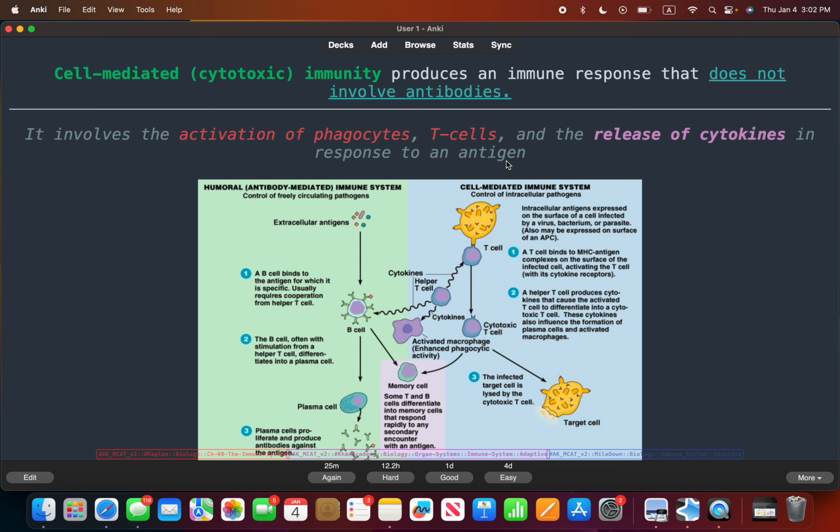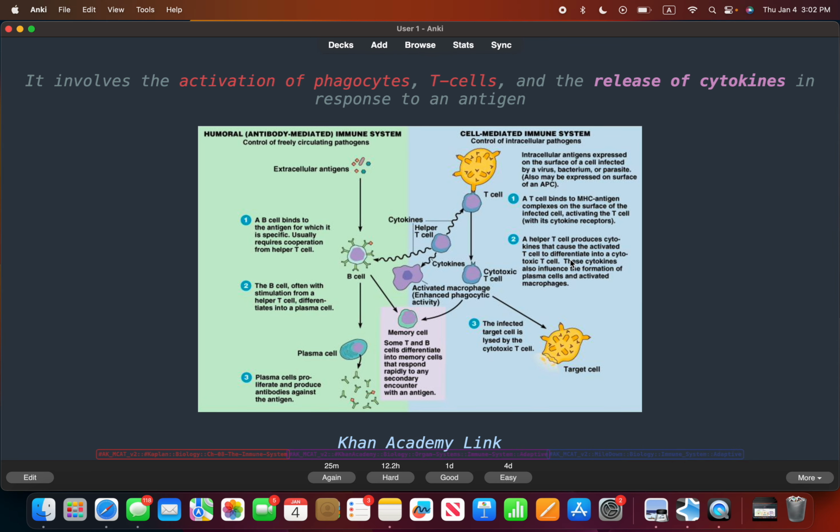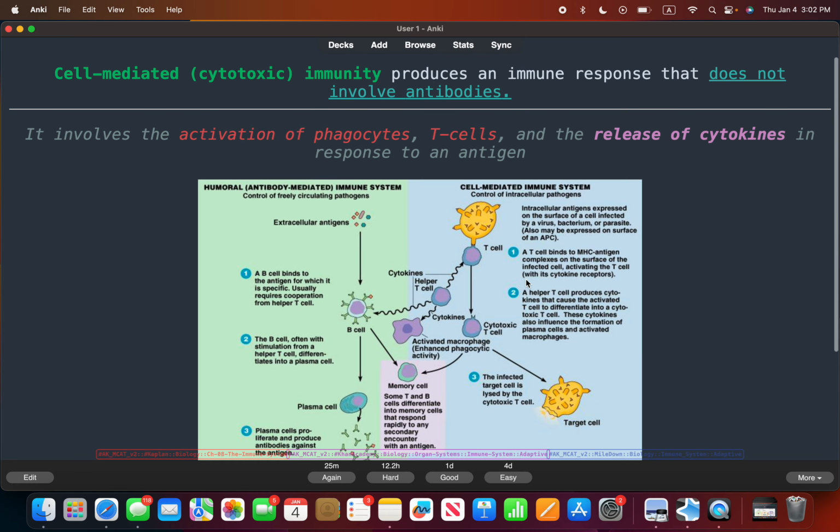That also happens with cell-mediated immunity. So you have here the first step: a T cell binds to the MHC antigen complex on the surface of the infected cell, activating the T cell with a cytokine receptor. A helper T cell produces cytokines that cause the activated T cell to differentiate into a cytotoxic T cell. These cytokines also influence the formation of plasma cells and activated macrophages. As we know, plasma cells are responsible for making antibodies. They are mature B cells.